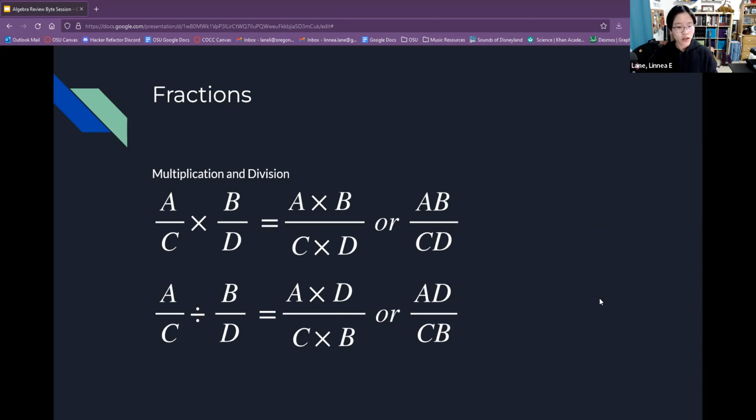Multiplication and division of fractions. This is much simpler. If you have multiplication, you can simply multiply across. And division is essentially multiplication, but you flip and take the reciprocal of your second fraction, and then you can just do your multiplication across. So that's our crash course in fractions.